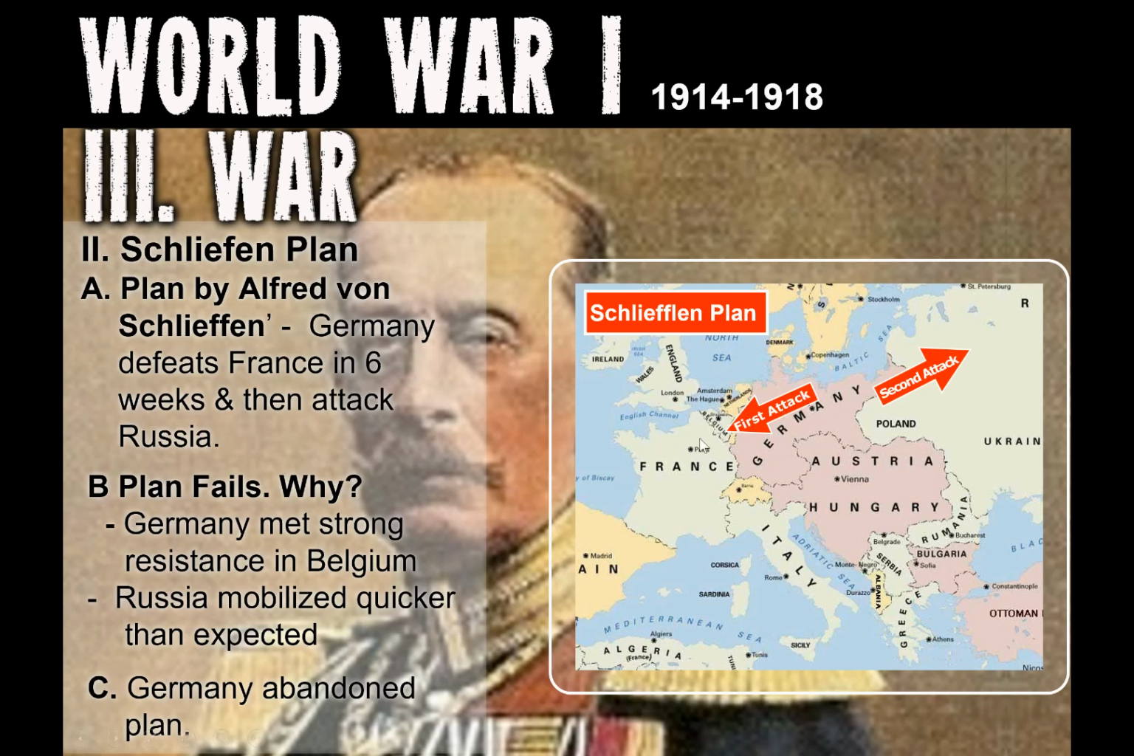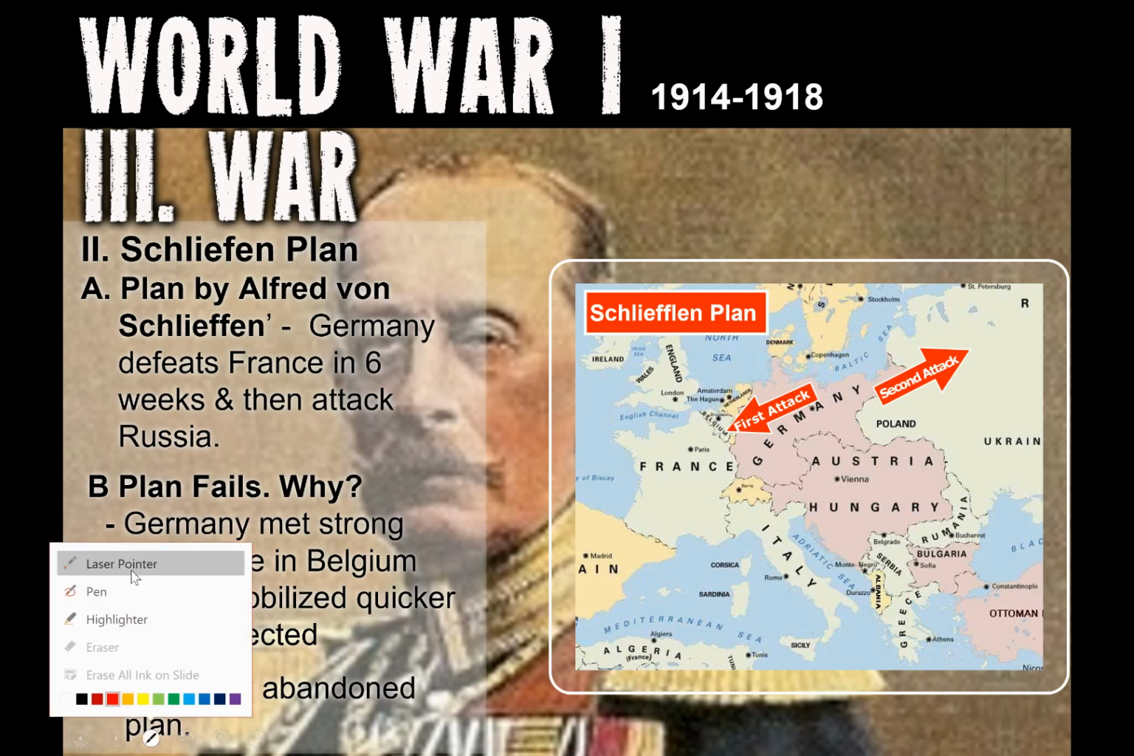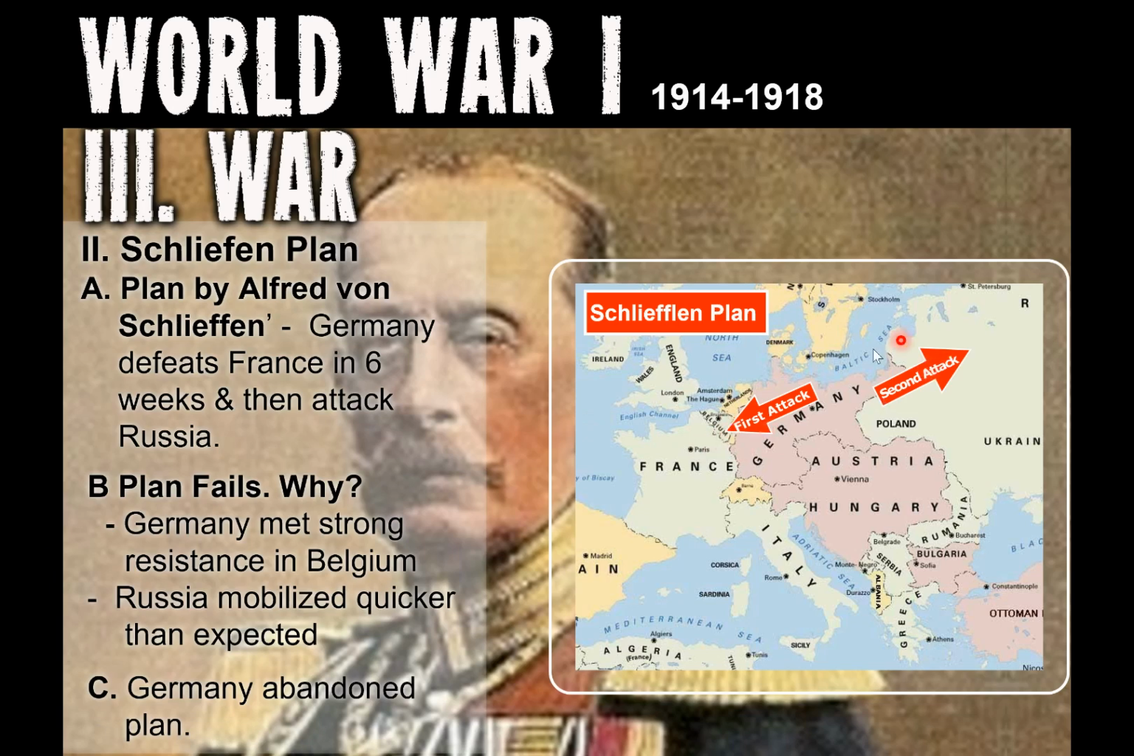So let's attack here first, and then move into here. Germany defeats France in 6 weeks, and then attacks Russia. Why does the plan fail? Well, Germany is met with strong resistance in Belgium, but by early September, the Allies regroup and attack the Germans northeast of Paris in the valley of the Marne.